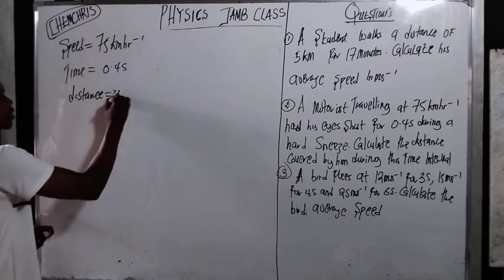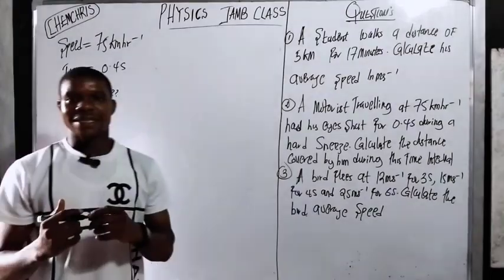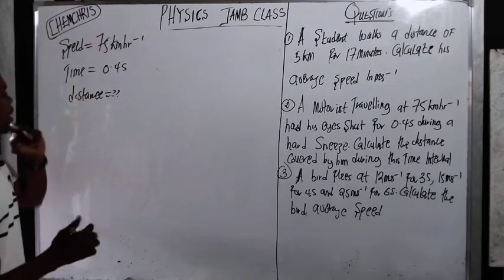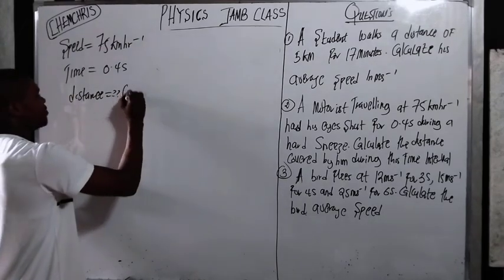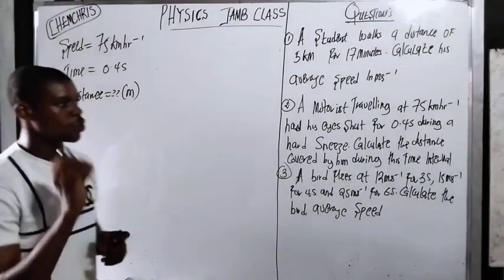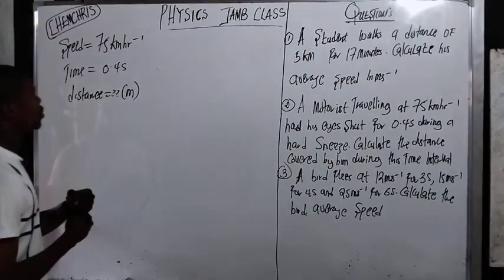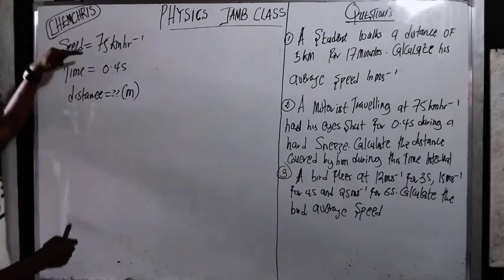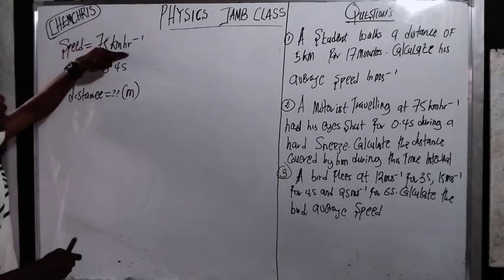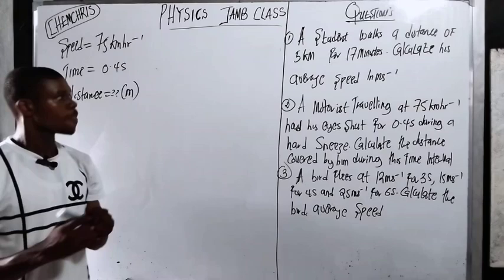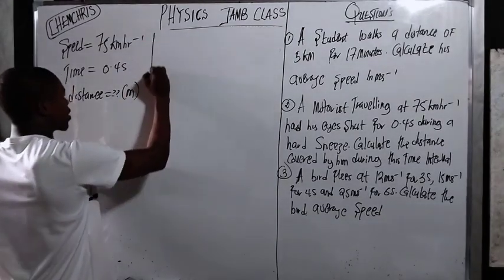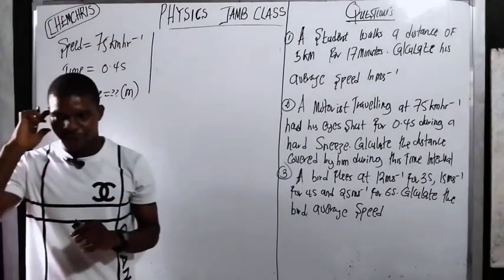So what are you going to do here? Remember, distance must be in meters. What you want to know is that distance must be in meters. So what you want to do here is to convert this kilometer per hour to meters per second. This is why I want to teach you conversion now. You need to understand conversion.